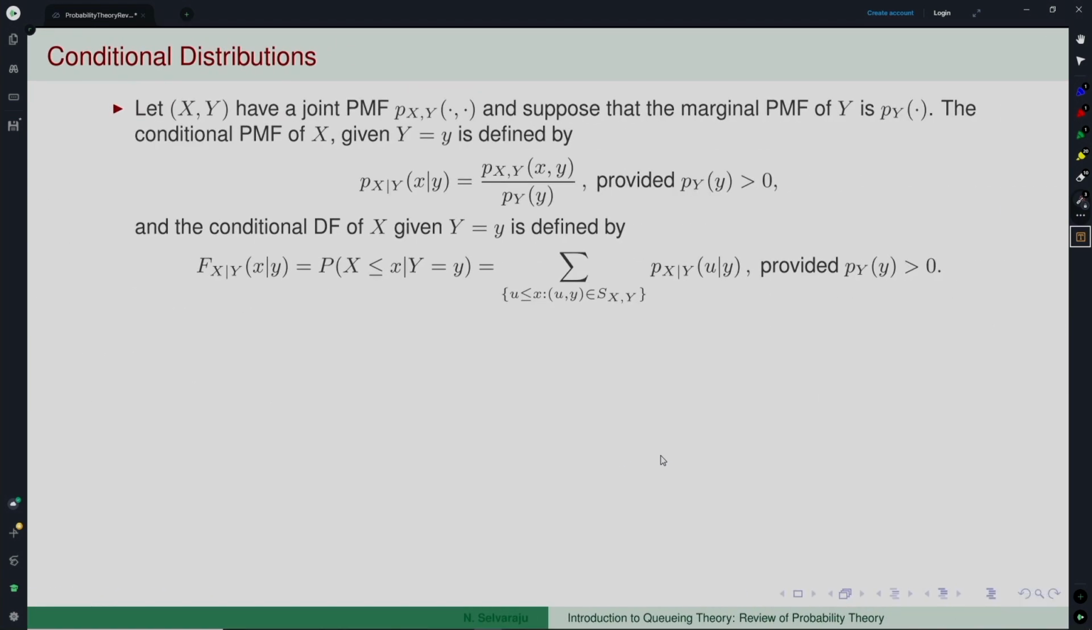Okay. Now, apart from marginals, we also have the notion of conditional distribution, which is very important in any probabilistic study. So, you have a PMF, and suppose the marginal PMF of y also exists. Then the conditional PMF of x given y is given by this ratio, provided that the point y at which you are conditioning has marginal PMF greater than 0. And the conditional distribution you can write in this form, using this.